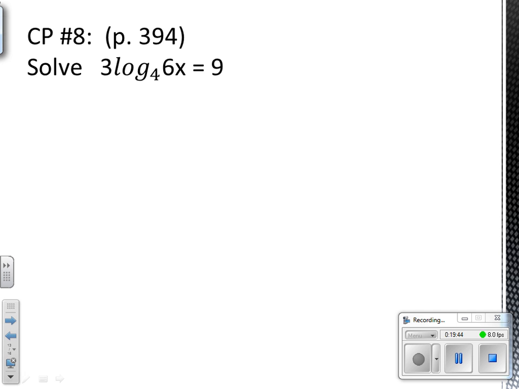Checkpoint number 8. We've got 2 more to go. All right, so hopefully you guys are going to go after that 3 out front first.